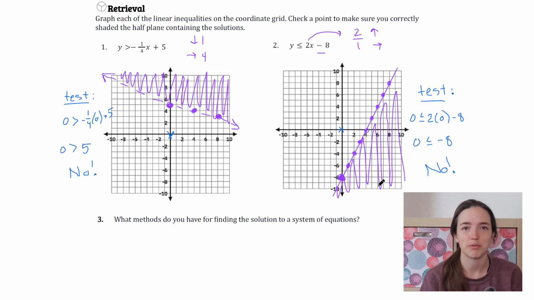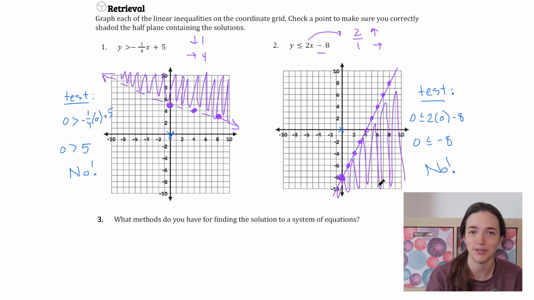Okay, number 3, what methods do you have for finding the solution to a system of equations? Remember, that's when you have 2 equations and you're trying to find a solution that works for both of them. So I'm gonna let you answer that because you're supposed to just kind of think, like reflect, what have we learned so far? What are your different strategies that you can use if you're trying to find a solution for 2 equations at once? Okay, cool.